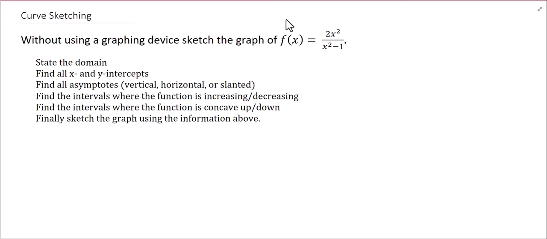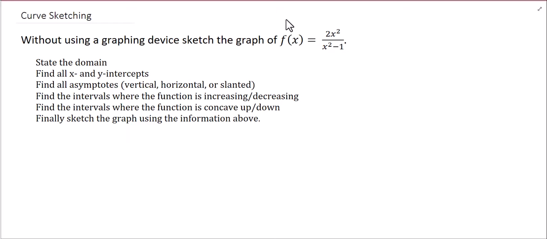We want to state the domain, find all x and y intercepts of our function, find any asymptotes, whether they're vertical asymptotes, horizontal, or slanted asymptotes. These are things from the beginning of the semester. So in this section, the curve sketching is kind of where everything comes together, right? Domain, x and y intercepts, vertical asymptotes that come from the domain, horizontal asymptotes, limits to infinity, or slanted asymptotes, which is also limits to infinity, but this is when the power in the numerator is larger than the power in the denominator. Find intervals where the function is increasing, decreasing, intervals where the function is concave up and down, and then finally sketch the graph of the function.